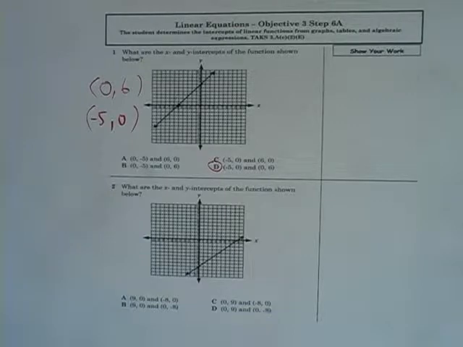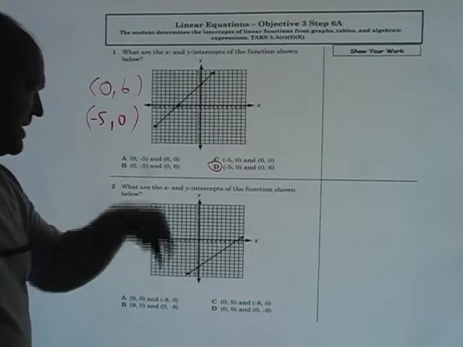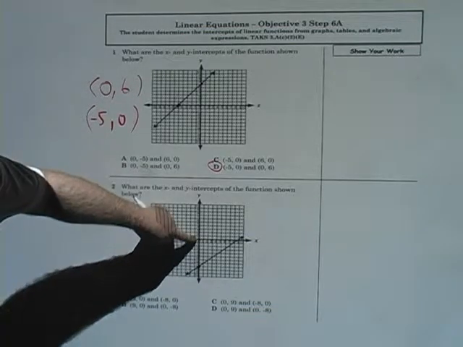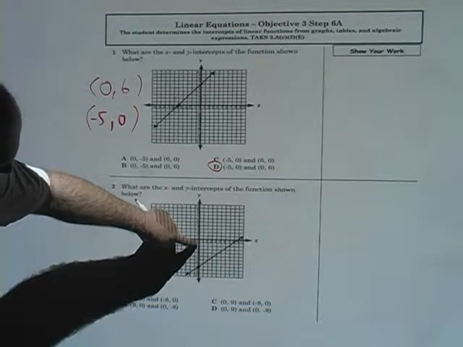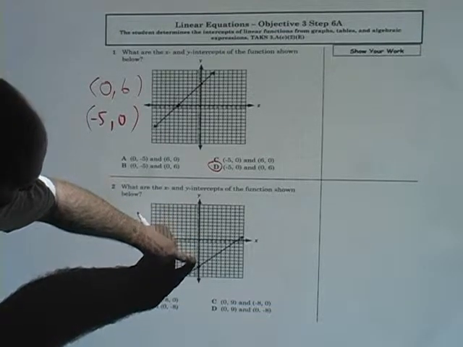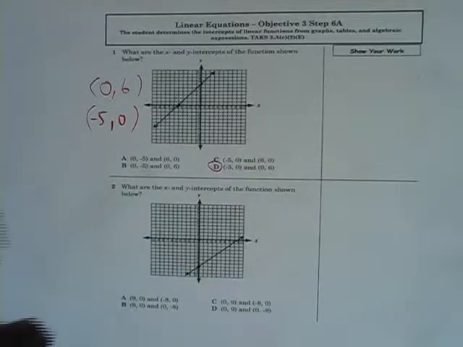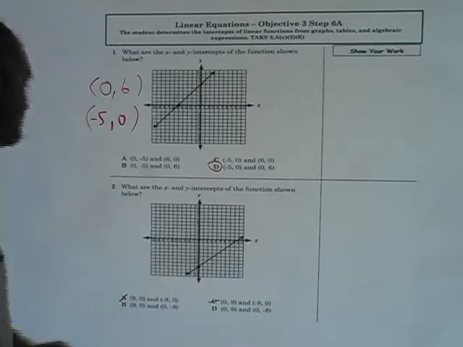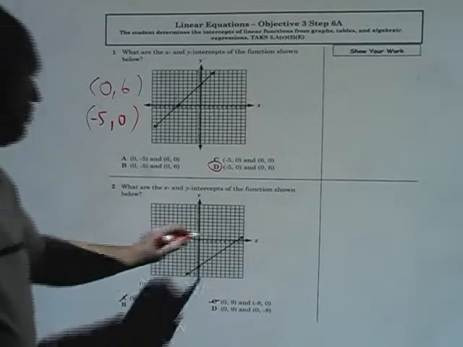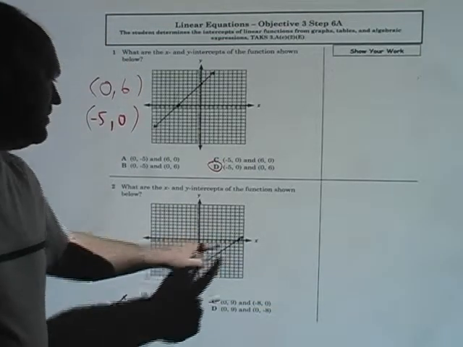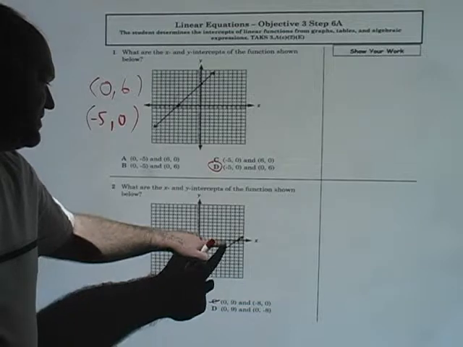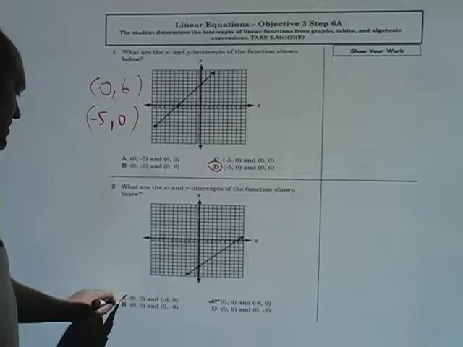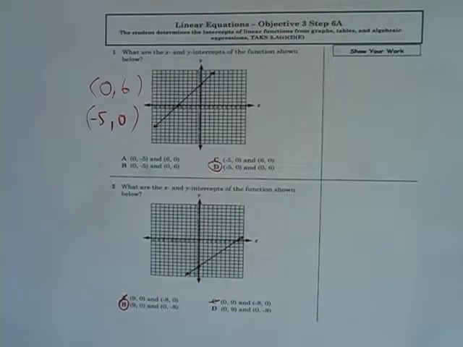Number 2, same thing. Your x-intercept, we'll start with it this time. X-intercept is here. That's it. 0, negative 1, 2, 3, 4, 5, 6, 7, 8. So 0, negative 8. So it's one of those two. And the y-intercept is out here at 1, 2, 3, 4, 5, 6, 7, 8, 9, positive 9, 0. So the answer is B.